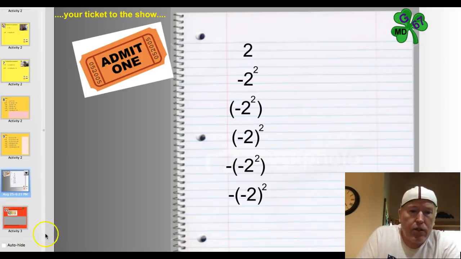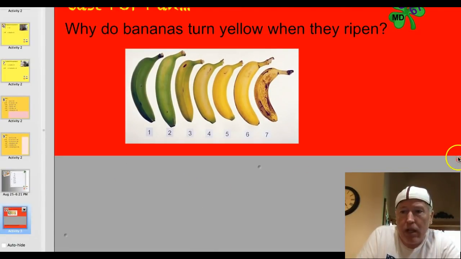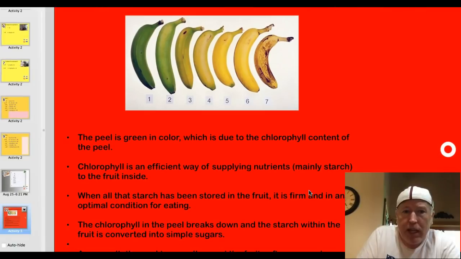All right, time for the ticket to the show, or time for the just for fun question. Why do bananas turn yellow when they ripen? It's a little bit complicated, but I think you can follow it down. There's a lot of science involved.